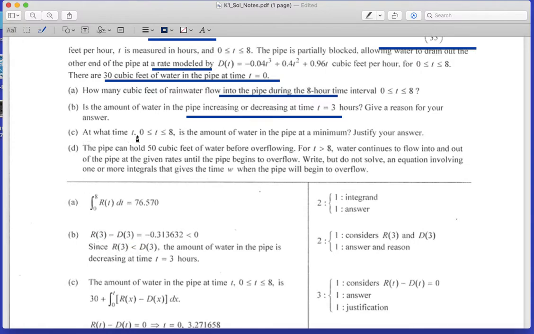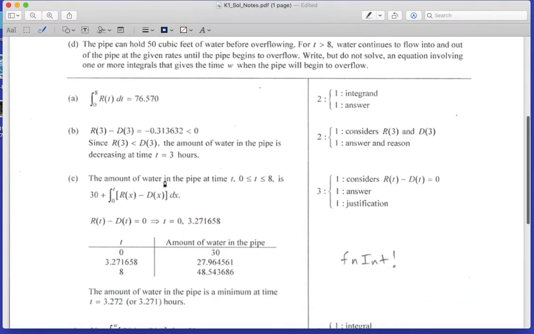Okay, part C. At what time is the amount of water in the pipe a minimum? Okay, so this is a classic absolute minimum problem. The only problem is it's with kind of a tough function. Here you have to recognize that that is the amount of water in the pipe at any time t. Okay, this is tough to sort out.